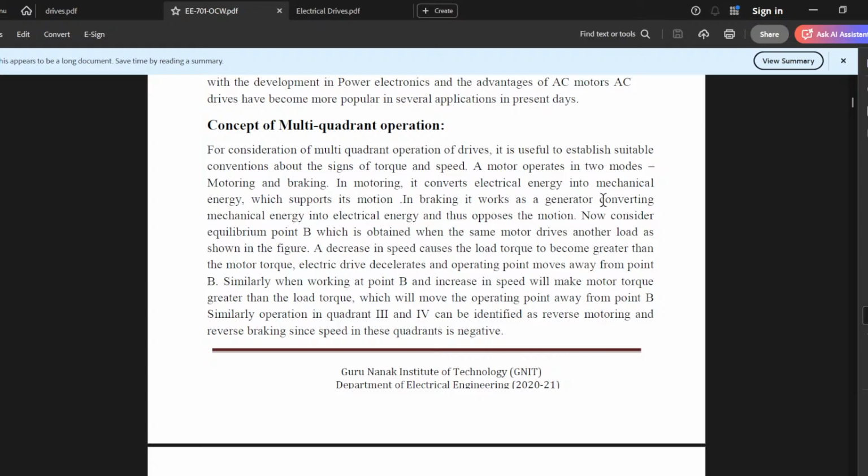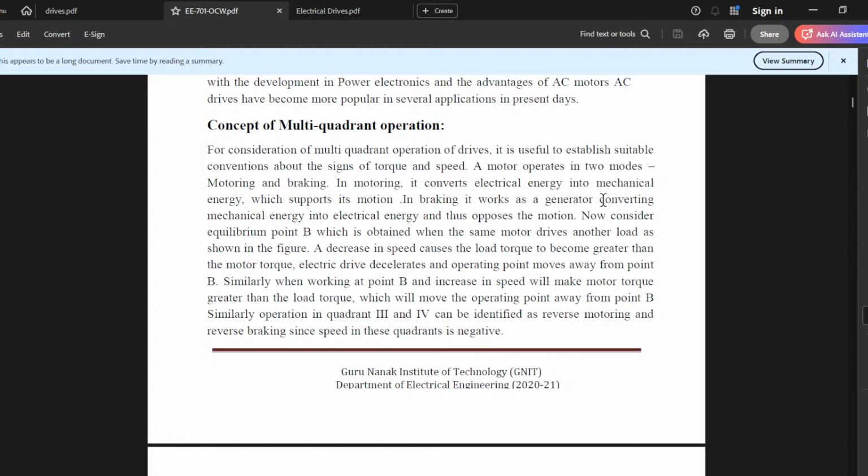For consideration of multi-quadrant operation of drive, it is useful to establish suitable conventions about the signs of torque and speed. A motor operates in two modes, motoring and braking. So let's understand the first mode, motoring and braking. What is motoring and what is braking?